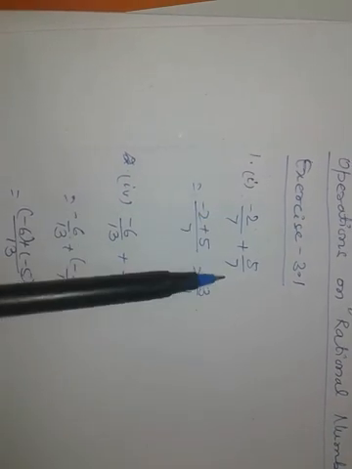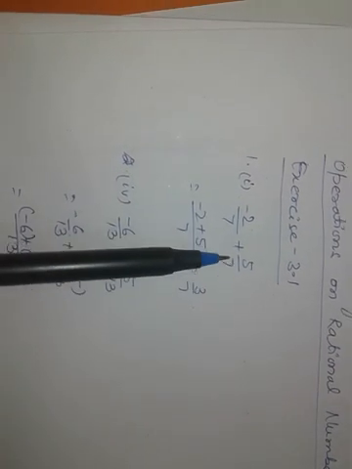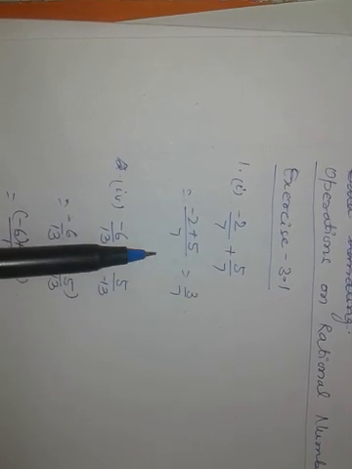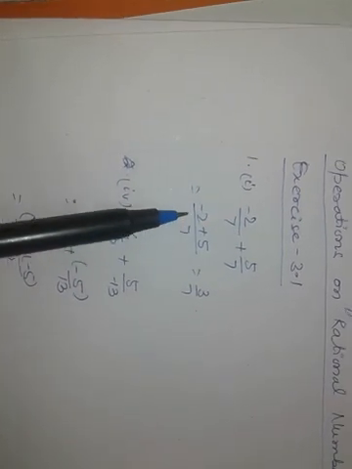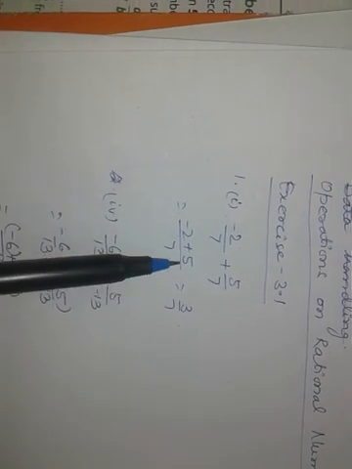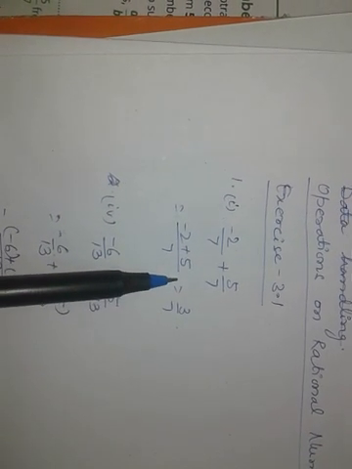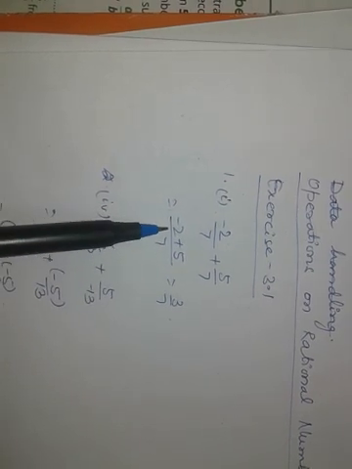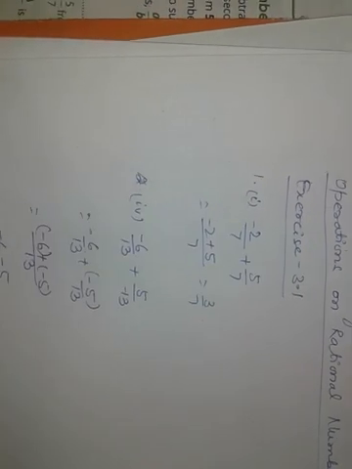Here they are like fractions, because the denominator is the same. So we take 7 as the denominator, minus 2 plus 5. Plus and minus, the sign is of the bigger number, that is 5. So the answer is 3 by 7.